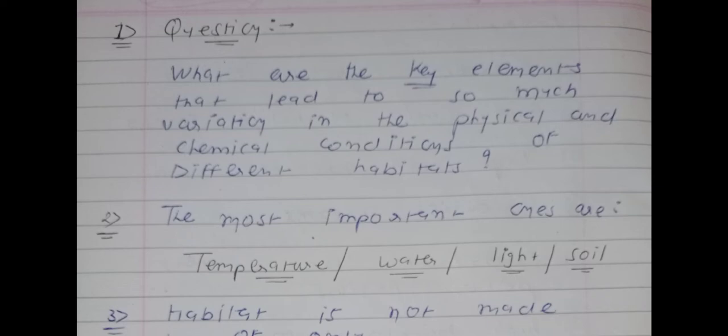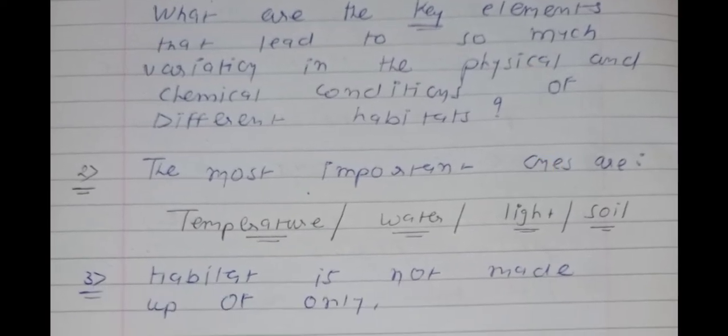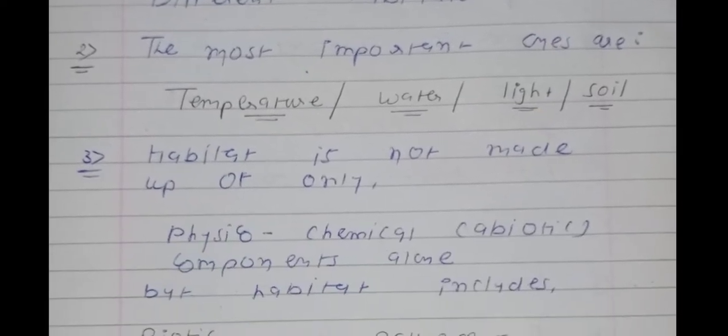You will remember these 4 are very important. First one is temperature, second one is water, third one is light, and fourth one is soil. See, these all are one type of abiotic factor. Okay, and these all 4 abiotic factors are affecting a particular habitat. So again, point number 2, the most important factors are temperature, water, light, and soil.